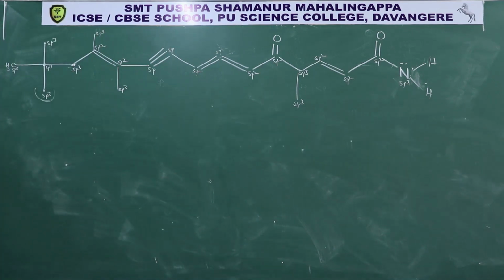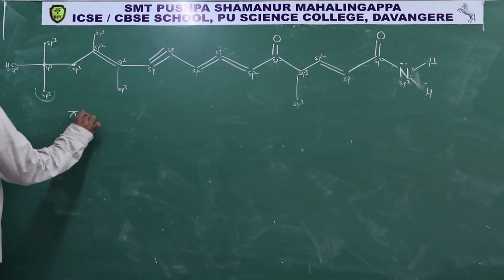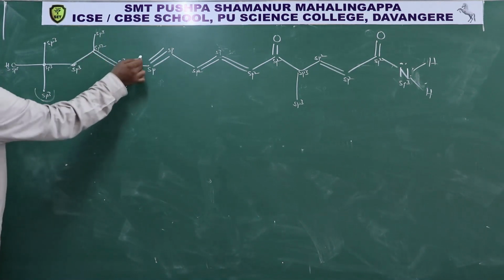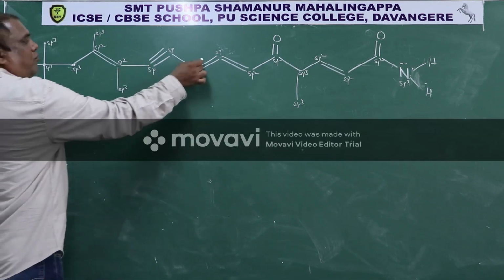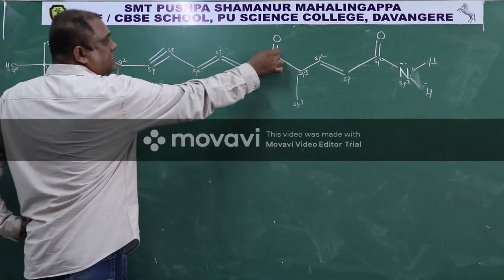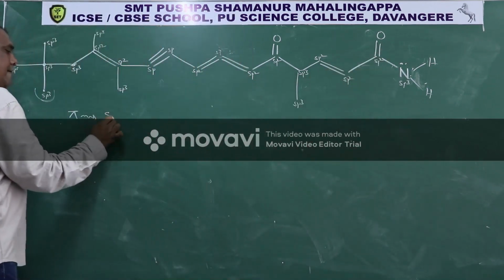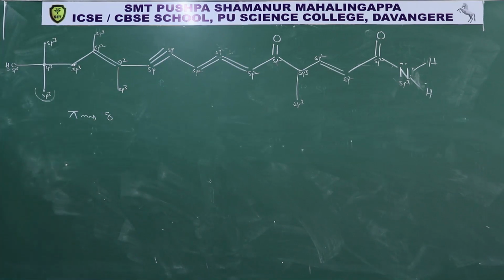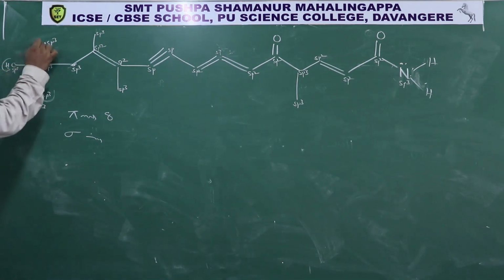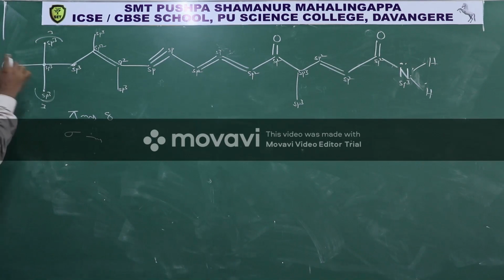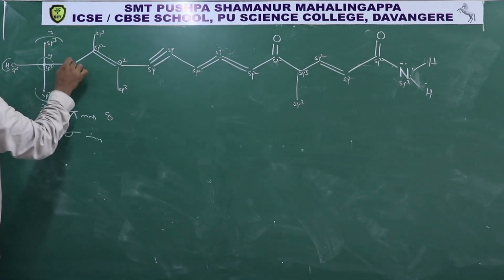Now the total number of pi bonds. Very easy question. Here 1 pi bond, second, third, fourth, fifth, sixth, seventh, eighth. So the number of pi bonds is 8. Then the number of sigma bonds. Here 3, here 3, here 3, then here 4. Then here there are 2 hydrogens now.